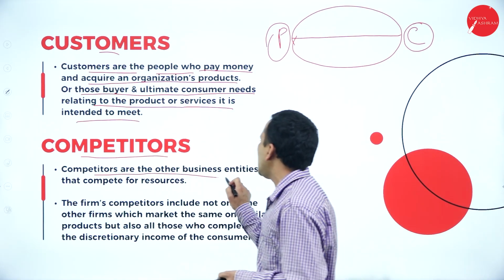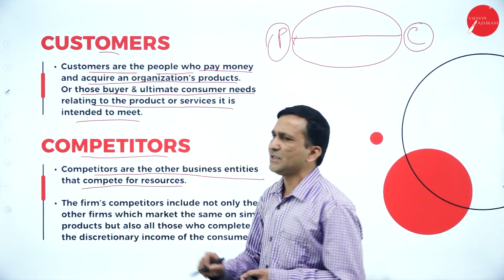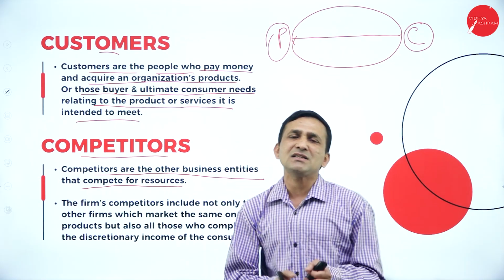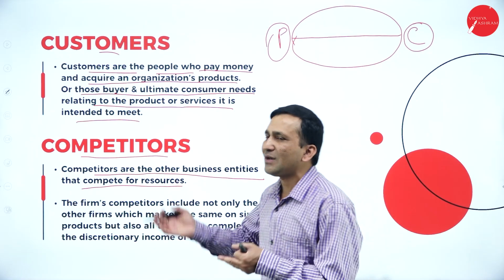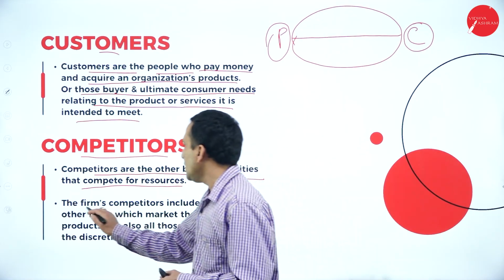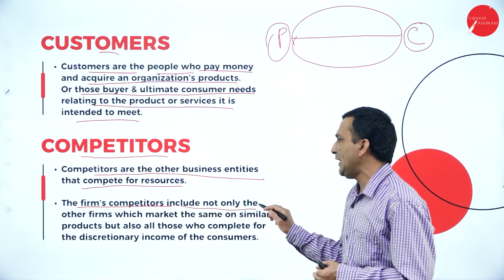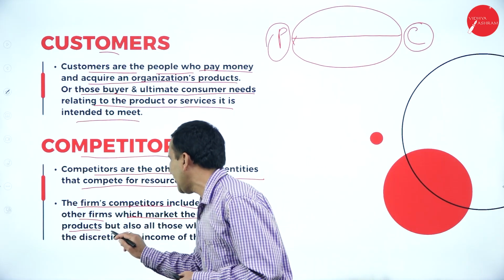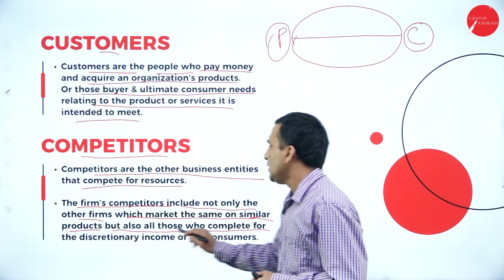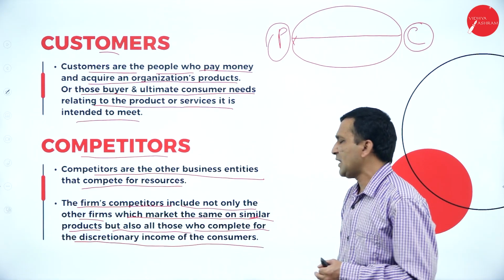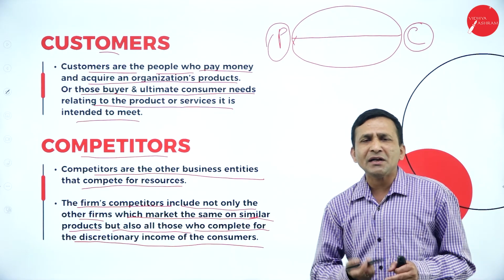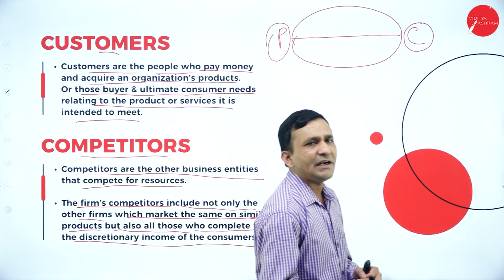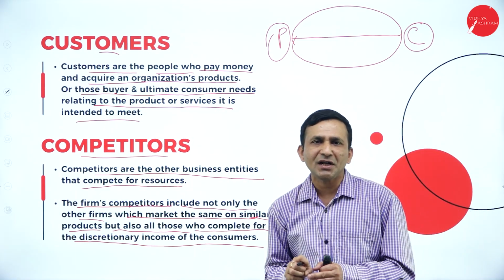The competitors are other business entities that compete for the resource, because if a similar product is offered by the competitor, the customers also get a lot of opportunity. That's what the business wants to study perfectly. The firm's competitors include not only other firms which market the same or similar products, but all those who compete for the discretionary income of the consumer, because there are too many products, millions of products and services offered to the end consumer. If you are not finding any competitor, of course you can capture your market share as you expected.